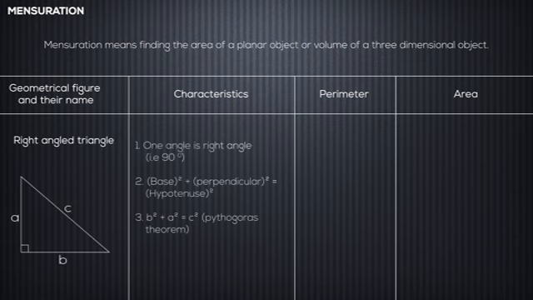Right-angled triangle. One angle is a right angle, that is 90 degrees. In a right-angled triangle, base square plus perpendicular square is equal to hypotenuse square, which is called the Pythagoras theorem. The perimeter of a right-angled triangle is given by the sum of all its sides. The area of the right-angled triangle is shown on the screen.